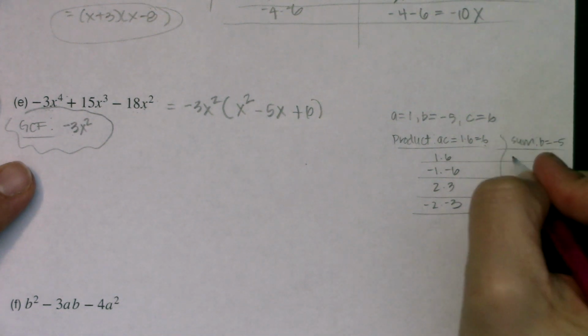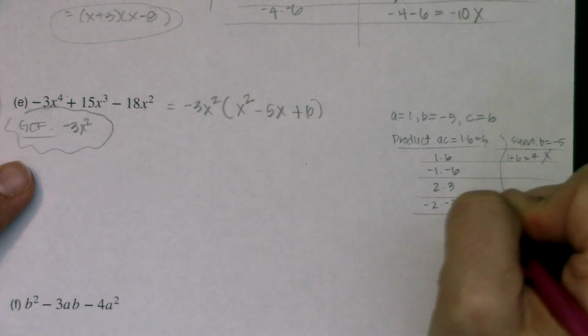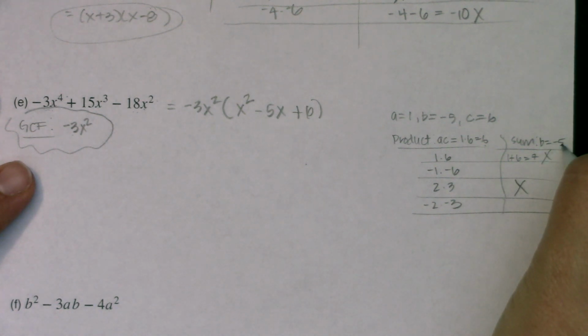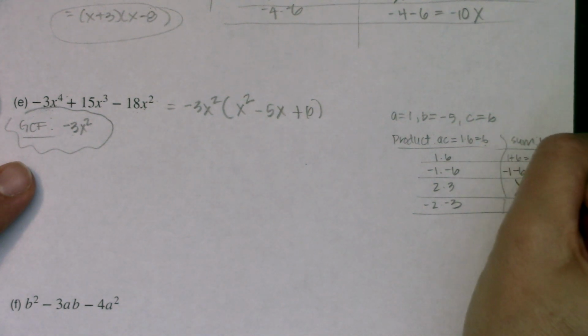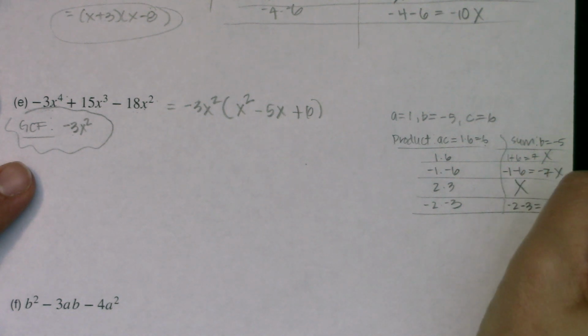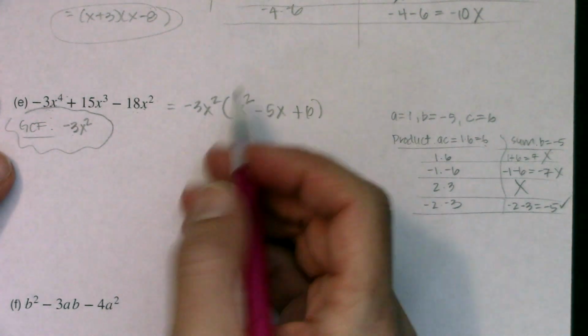Okay, let's see what we got. 1 plus 6 is going to be 7. That's not going to be it. And I can also rule out 2 times 3. Those positive numbers are not going to add to a negative. Now, negative 1 minus 6 is negative 7. That's not it. But negative 2 minus 3 is negative 5. I found it. All right, so I've unlocked it.